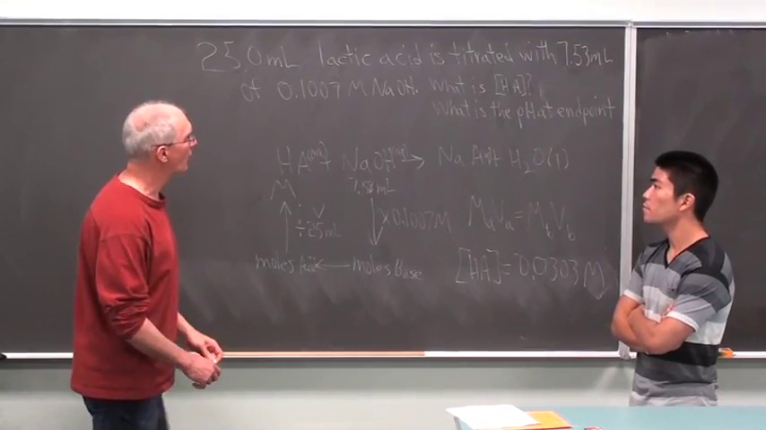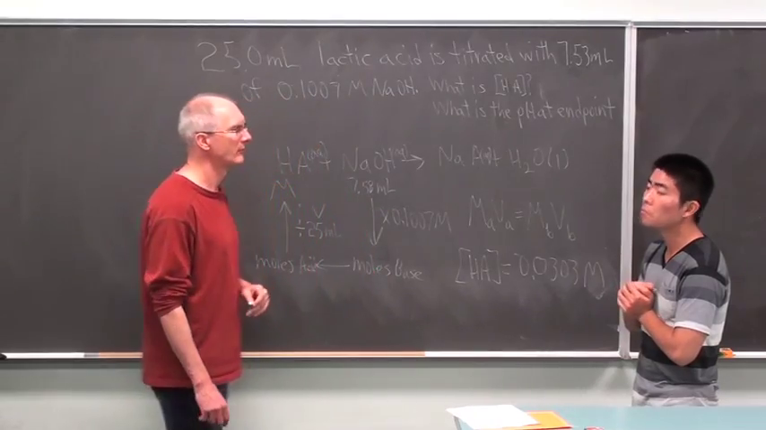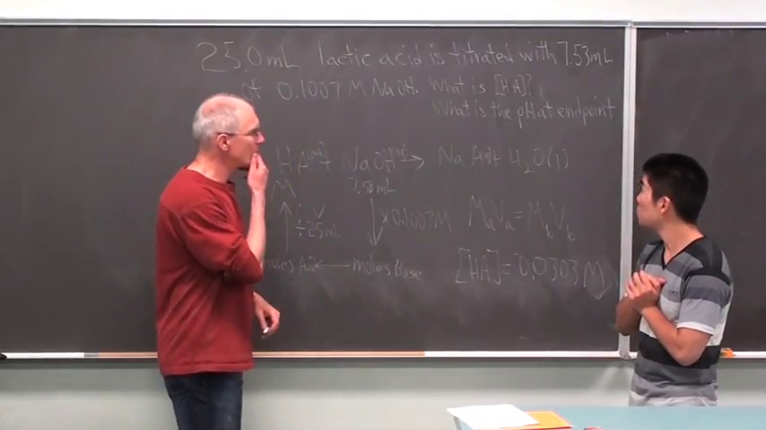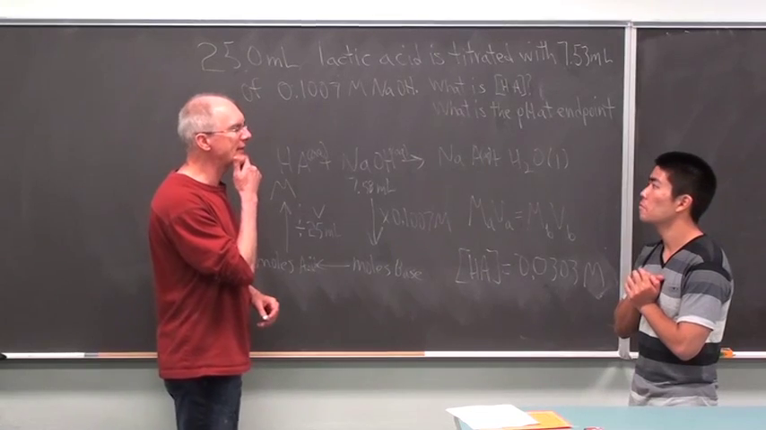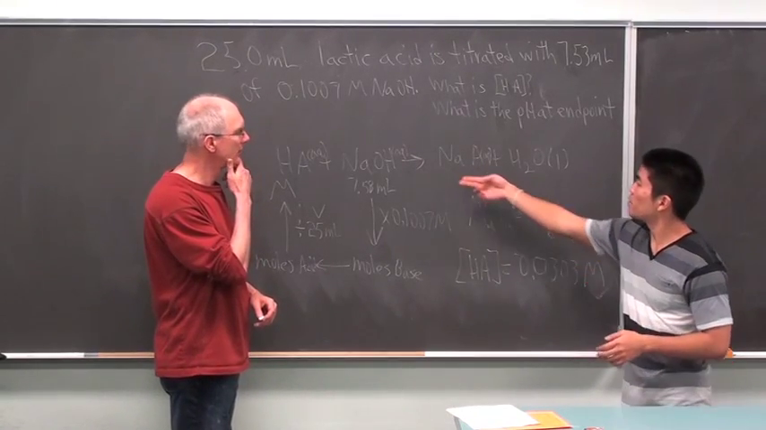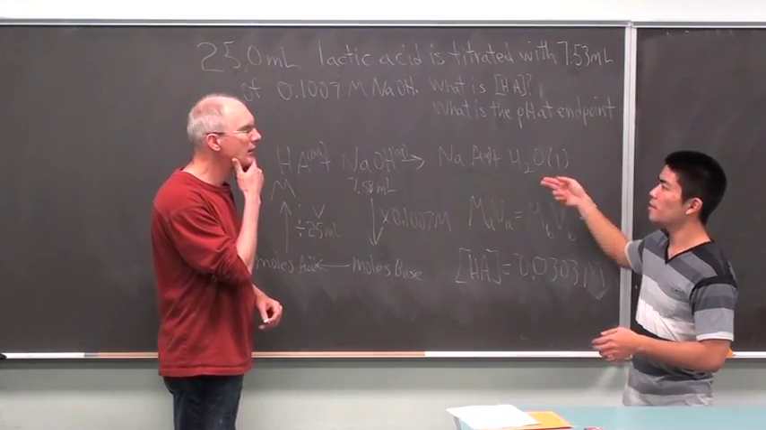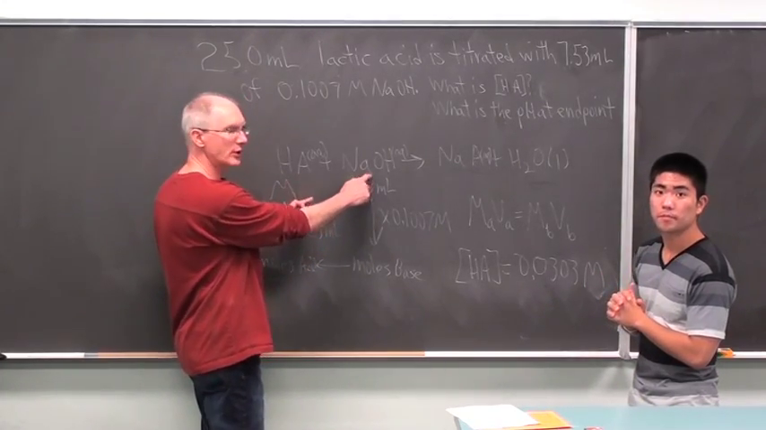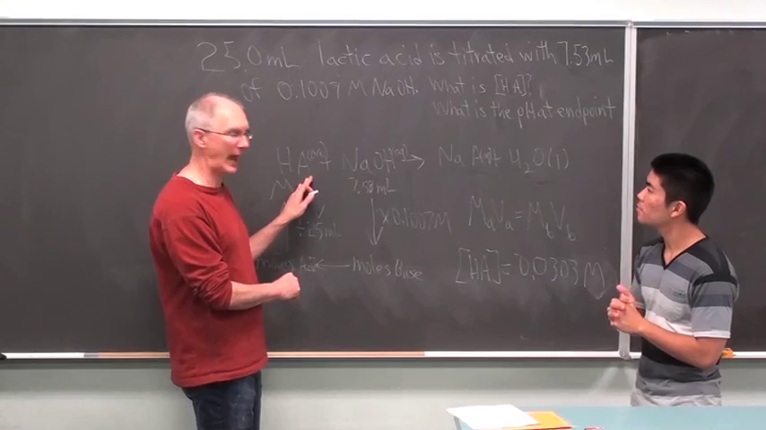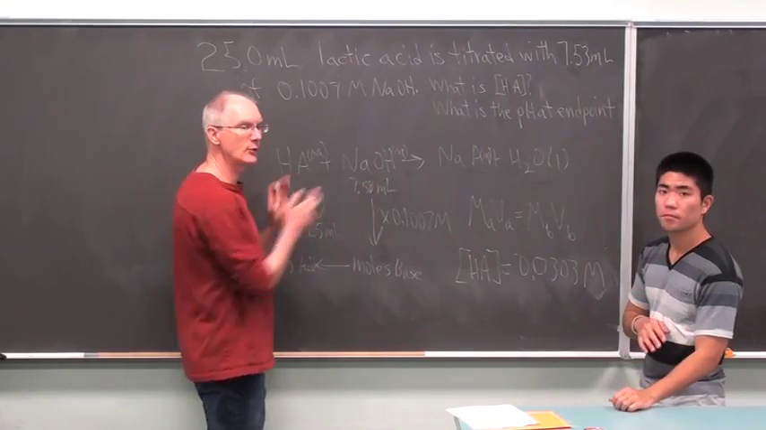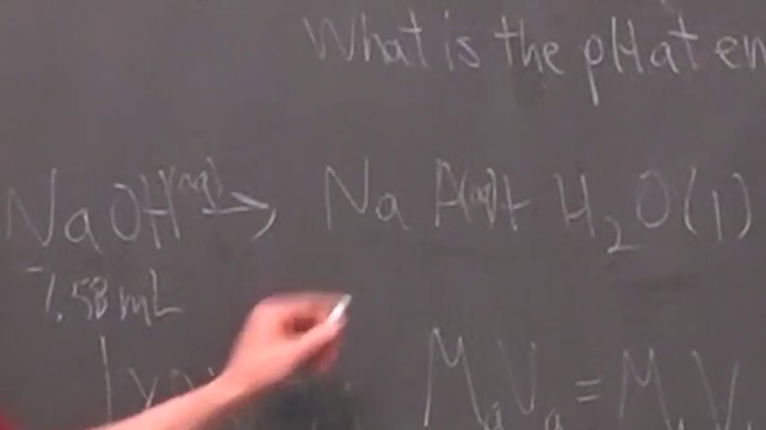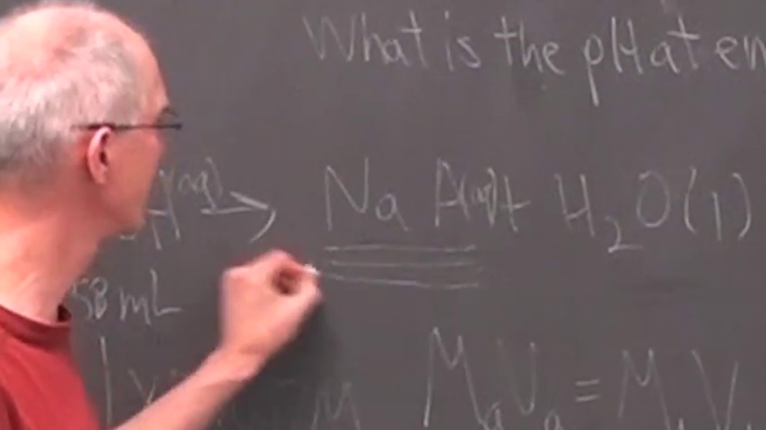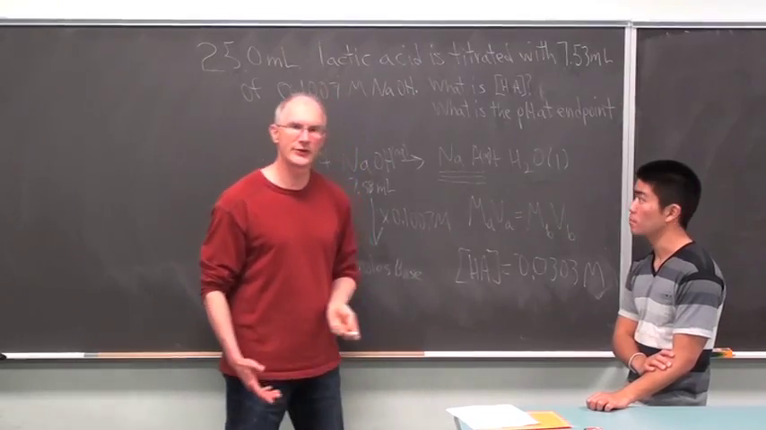Okay, so the second question, what is the pH at the end point? What's in the flask at the end point? At the end point, we've added exactly as much sodium hydroxide as lactic acid, and so these two are completely reacted. They're all gone. All I have left is this, a salt solution.